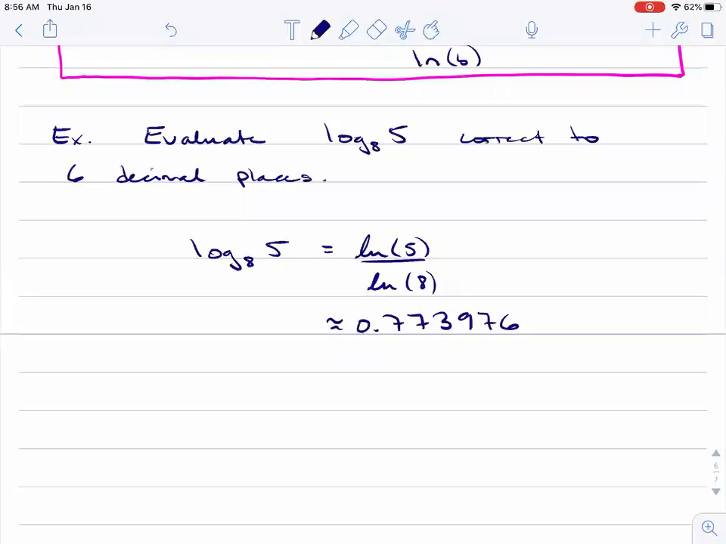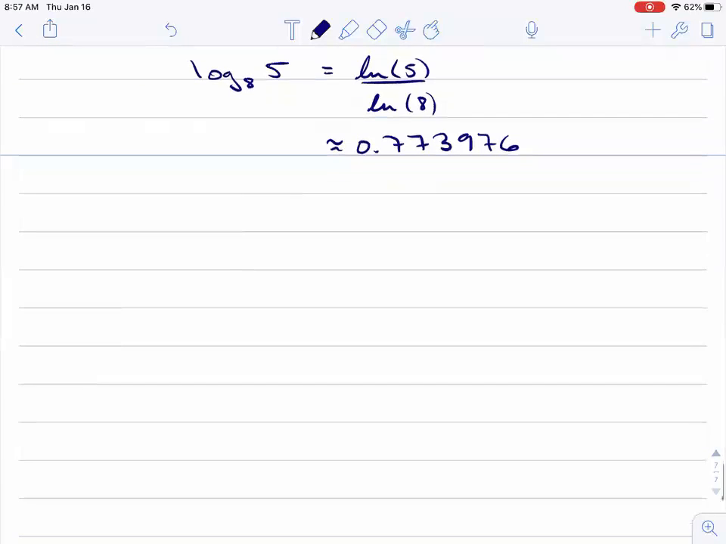Any questions before we get into inverse trig? We'll get in and get out and use it as needed. Yeah. All right, so inverse trigonometric functions.